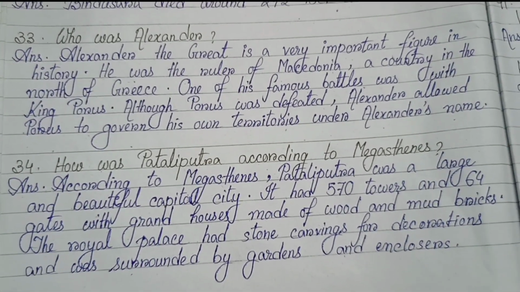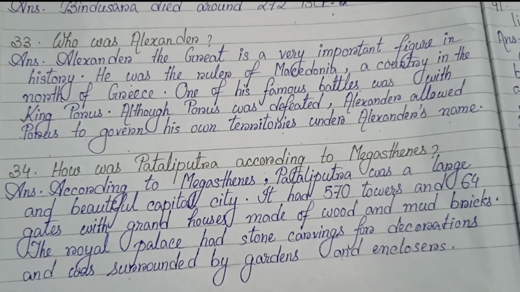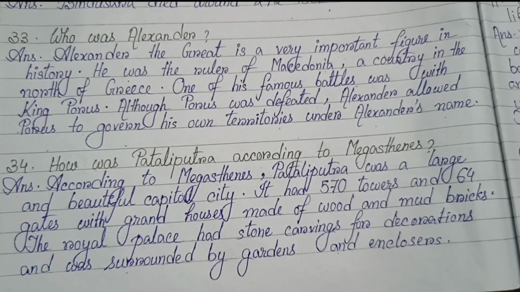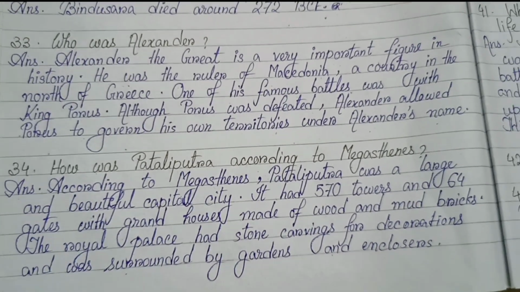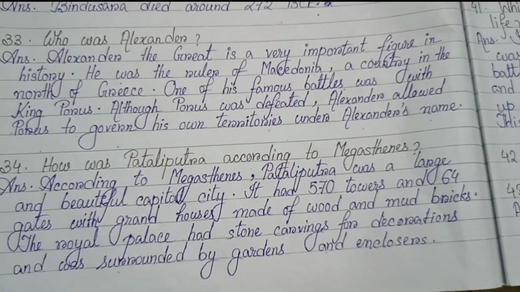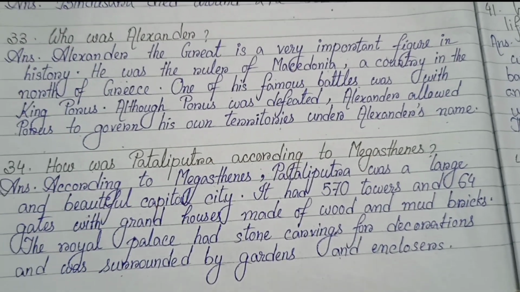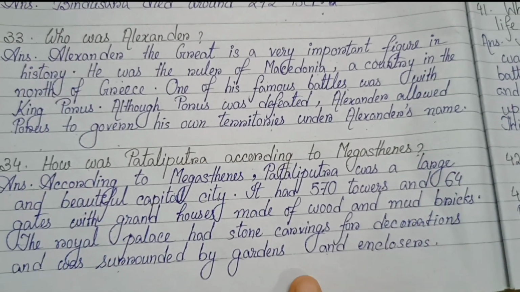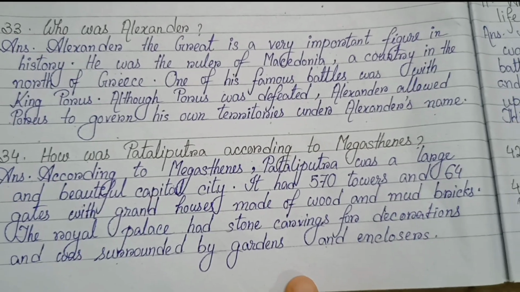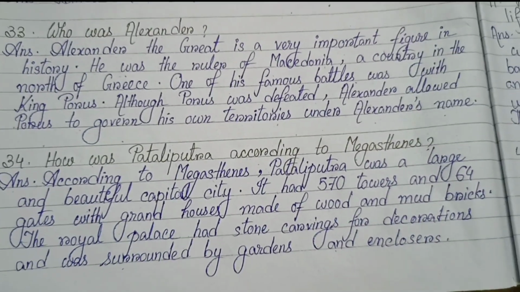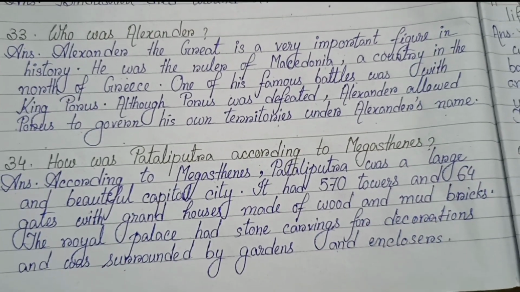34. How was Patliputra according to Megasthenes? According to Megasthenes, Patliputra was a large and beautiful capital city. It had 570 towers and 64 gates with grand houses made of wood and mud bricks. The royal palace had stone carvings for decorations and was surrounded by gardens and enclosures.